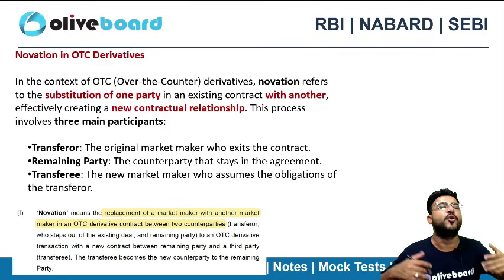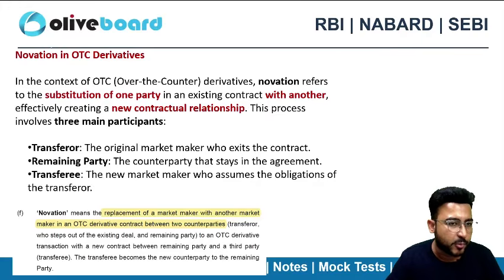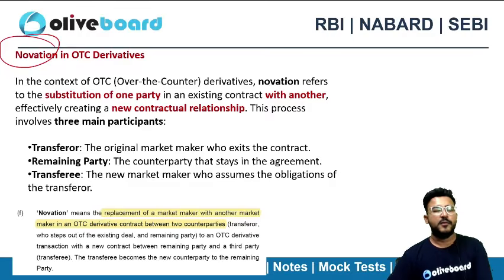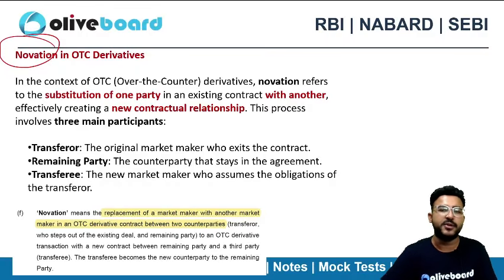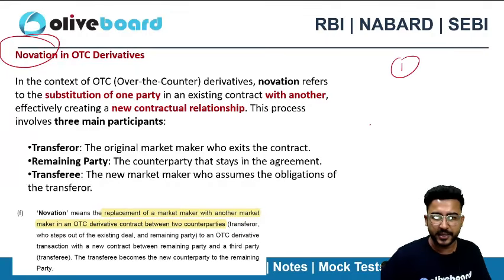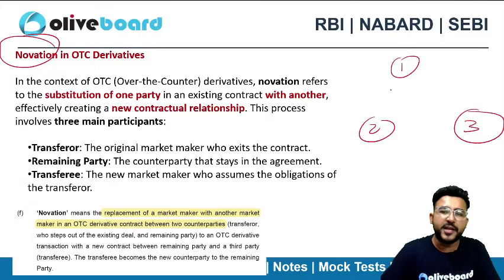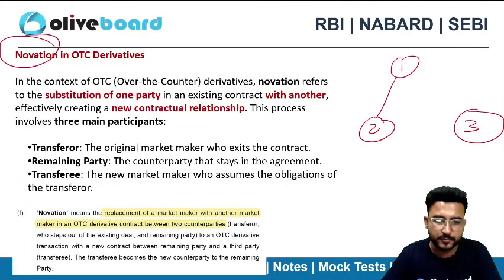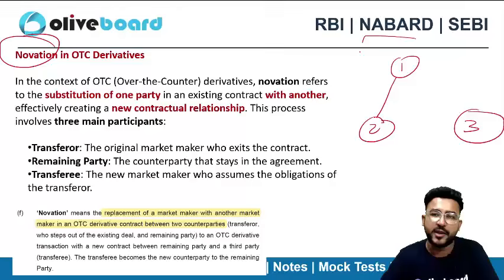This is regarding novation in the OTC derivative. Now, what is the meaning of novation? One party is going out, another party is entering the transaction. Let's suppose there are three parties. The parties to the contract are 1 and 2. 1 and 2 are already the parties to the contract.